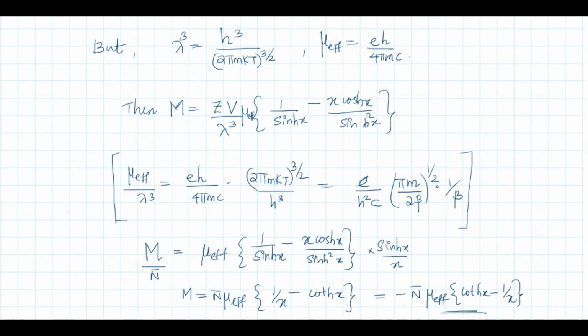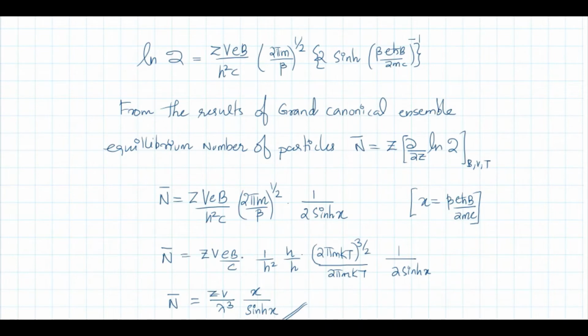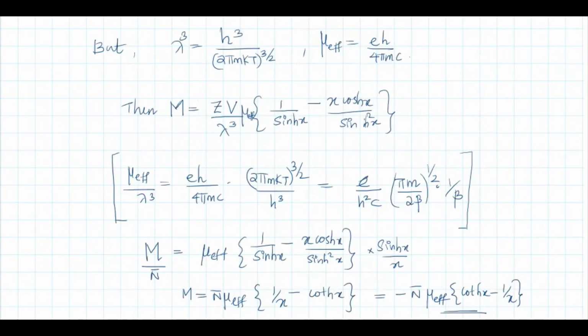Now you can divide m with n. We already obtained an expression for n and we now obtained an expression for m. So m by n bar is equal to mu effective into 1 by sinh x minus x cosh x by sinh square x into sinh x by x. That will give you m is equal to n bar into mu effective into 1 by x minus coth x. You can take a negative sign outside: minus n bar mu effective into coth x minus 1 by x.